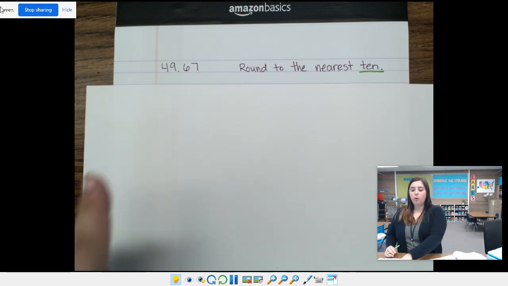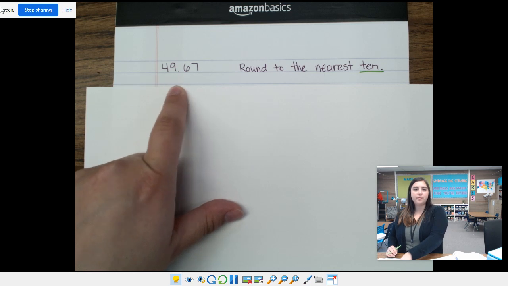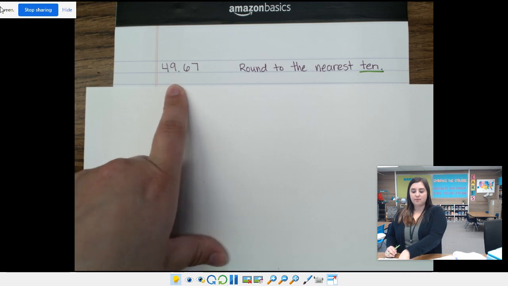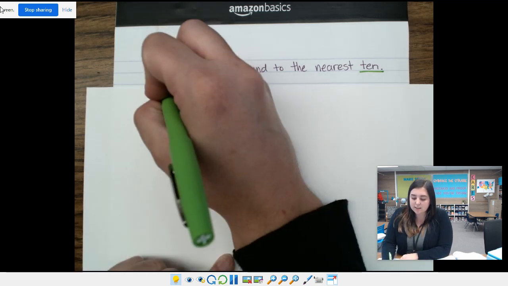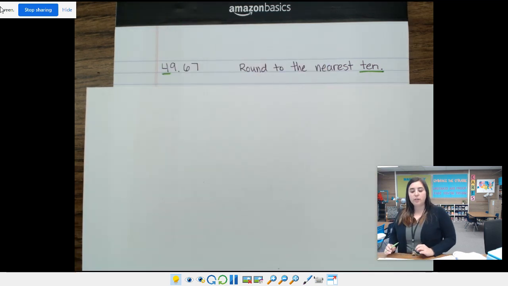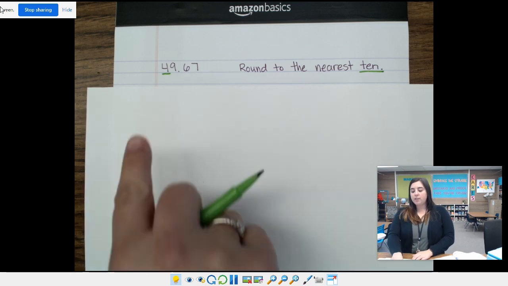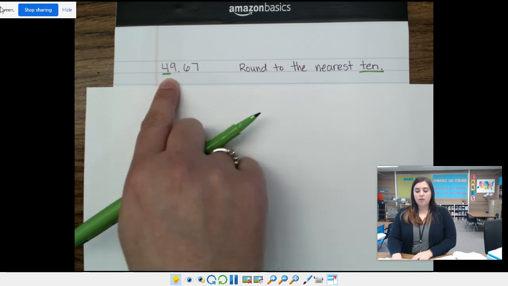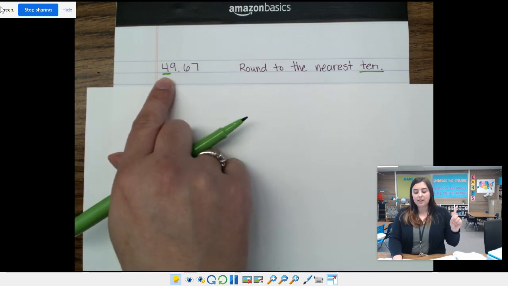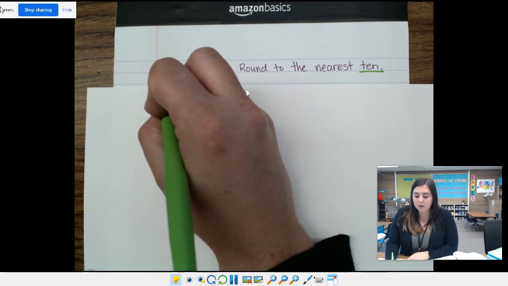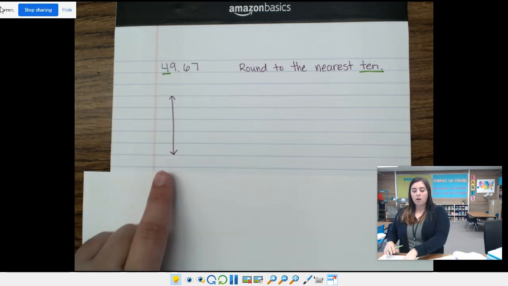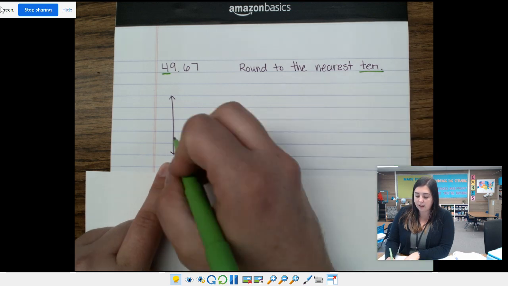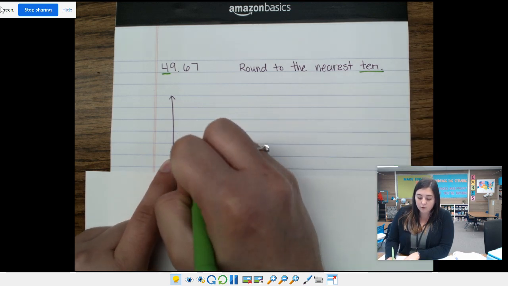So first, I want you to write this on your whiteboard, and I want you to underline the tens. Okay, have you done that? So I see my tens here, and if you weren't sure, maybe you need to write this on your place value chart. If I'm rounding this to my nearest 10, this is saying I have 4 tens. There's nothing that comes before it, but because it's on that left side of the decimal, on my number line, rounding to the nearest 10, 4 tens would be 40.